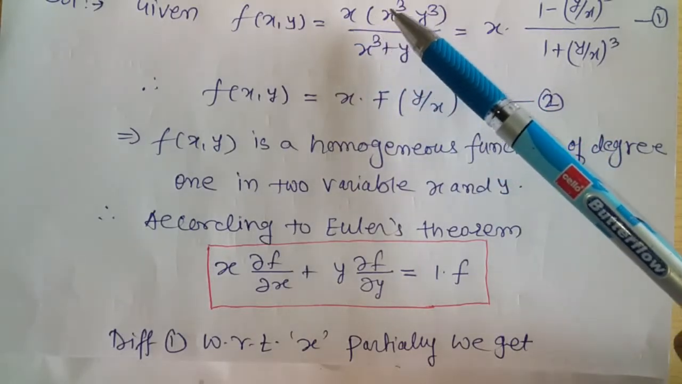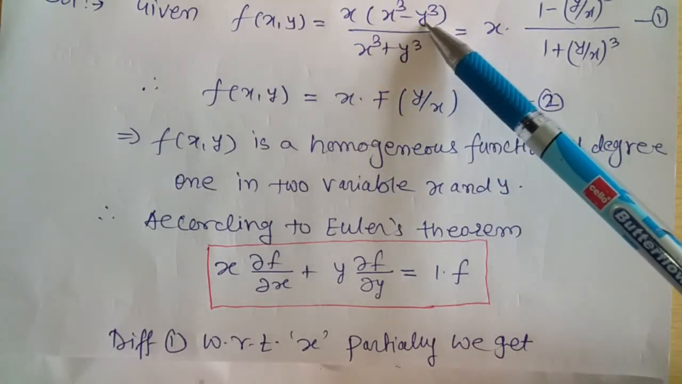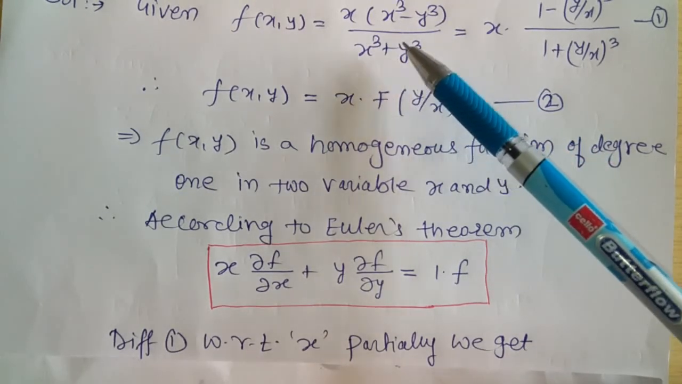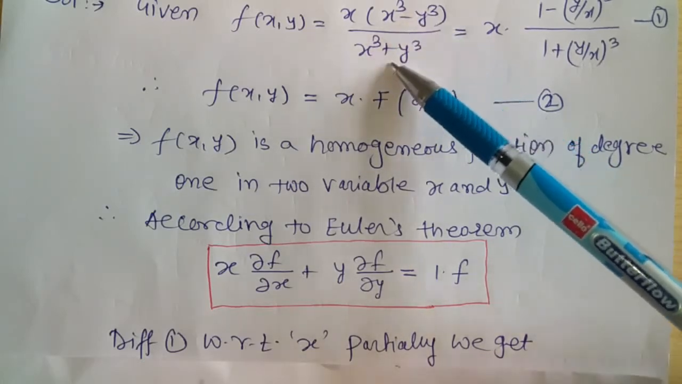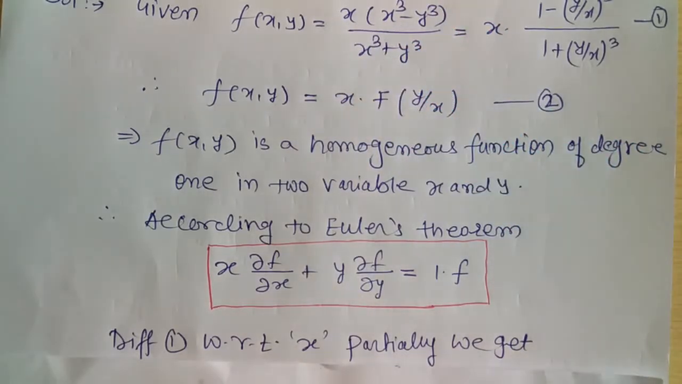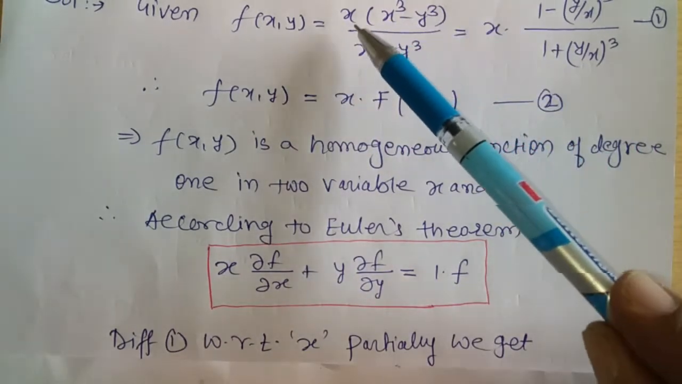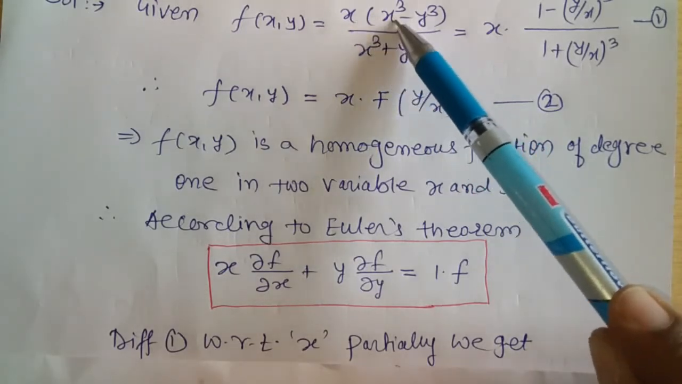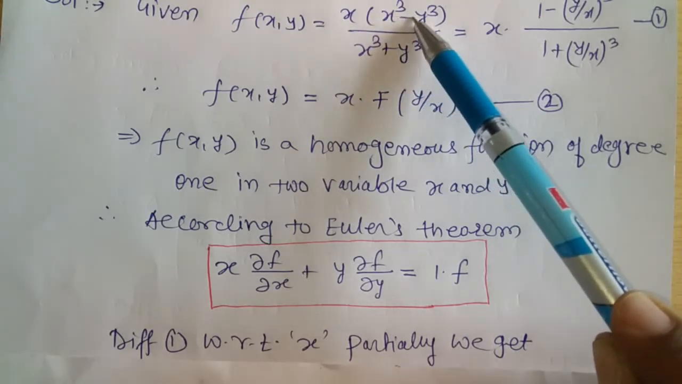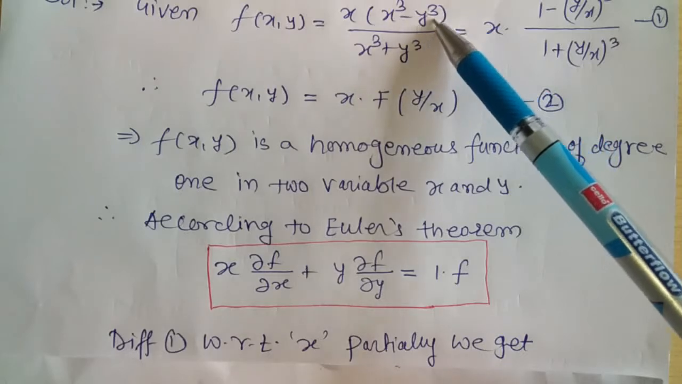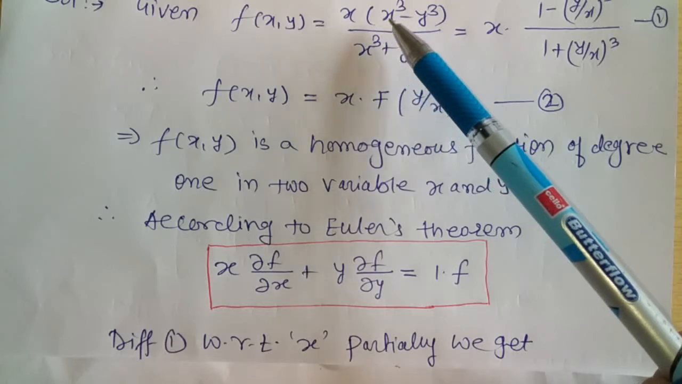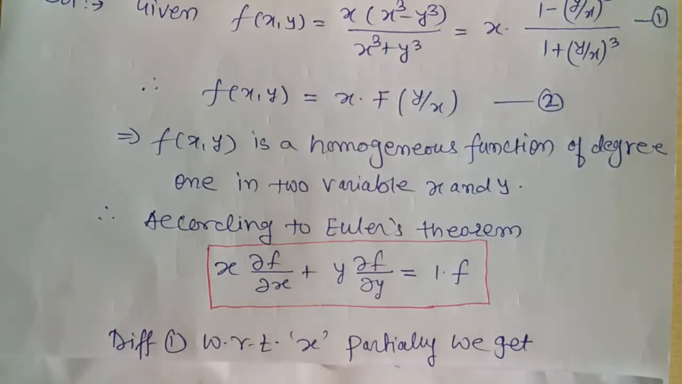So in the numerator we have x power 4 minus x into y cube, and in the denominator we have x cube plus y cube, and we apply the u by v formula to differentiate function f with respect to x partially. So first we differentiate the numerator. Derivative of x power 4 is 4x cube minus x into y cube. So y cube is constant with respect to x, and derivative of x with respect to x is 1. So we have 4x cube minus y cube.